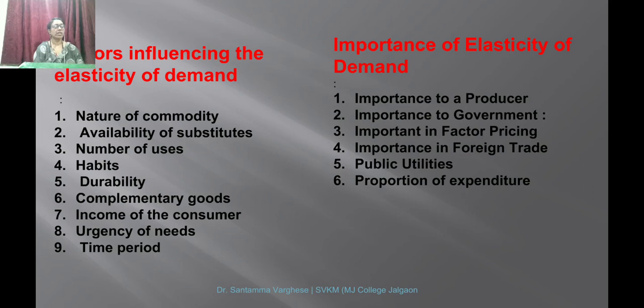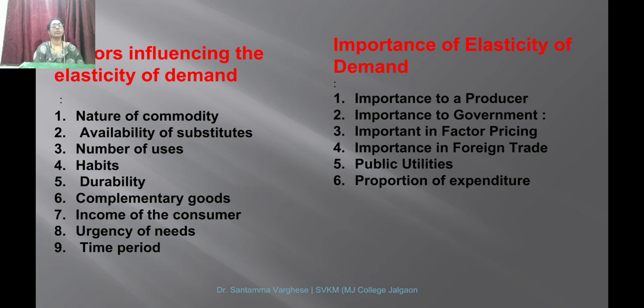Durability means the demand for durable goods is relatively elastic. Example, furniture, durable goods, that is elastic. Durable means which lasts for a long time. Washing machine is an example given. Perishable goods like milk, vegetables, all these are inelastic. So you just go through that.